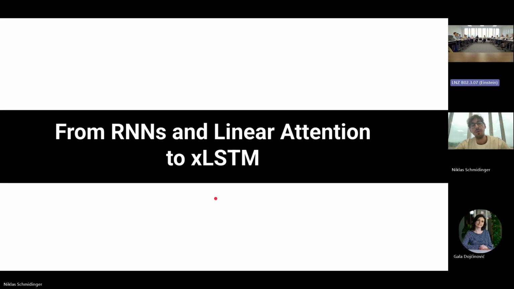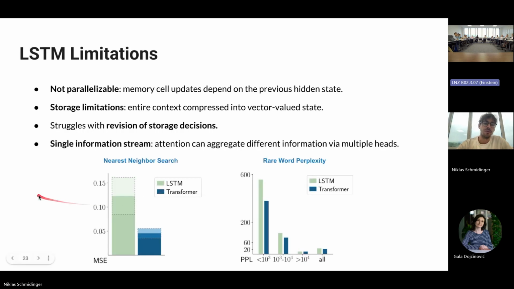Then we have, from RNNs and linear attention, xLSTM. Okay, now we have seen transformers, RNNs, linear attention. So how do we get to xLSTM? The main motivation of the original xLSTM paper was to look at some of the LSTM limitations. First, it is not parallelizable, and it has storage limitations. Remember, we store everything in a small vector with the LSTMs. And it struggles with the revision of storage decisions.